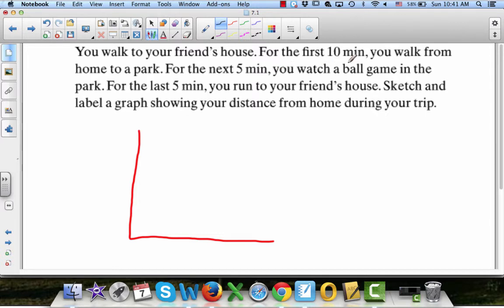For the first 10 minutes, you walk from home to park. For the next 5 minutes, you watch a ball game in the park, and for the last 5 minutes, you run to your friend's house. Sketch and label a graph showing your distance from home during your trip. Okay, we're going to put time on the bottom. And over here, we're going to put distance because it's measuring the distance that we are from home.